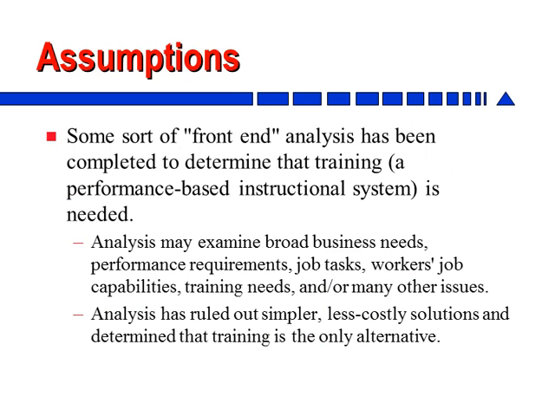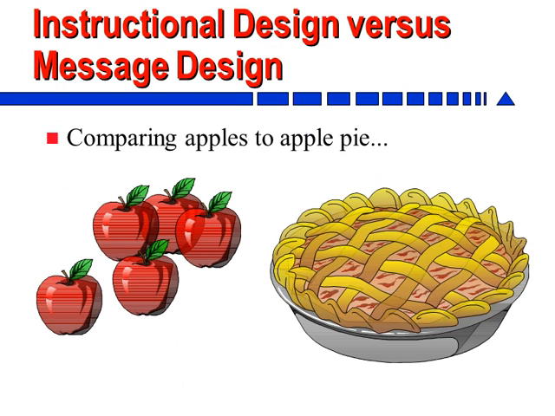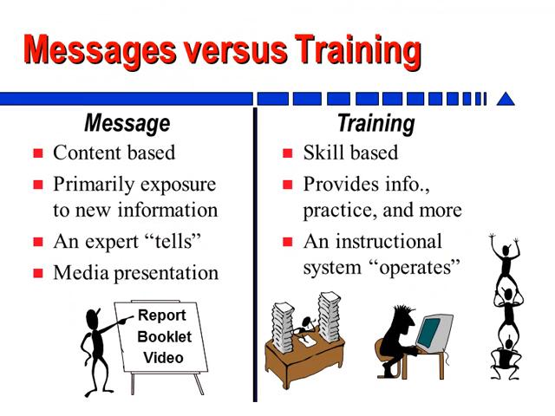So the assumption is upfront some sort of front-end analysis is going to be done to determine that a performance-based instructional system, which is more complicated and therefore more costly, is absolutely needed in the first place. And this analysis is going to look at things like business needs and job tasks and so forth. And the analysis should also rule out the simpler, less costly alternatives. So when your potential clients ask, why do your projects take so long, or why do you people do such complicated projects, you can tell them that you're comparing apples to apple pie. It's not just a message like the folks in marketing, or the information here that you're putting together has to work as a complete instructional system.